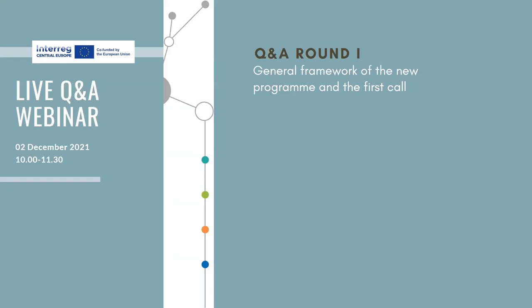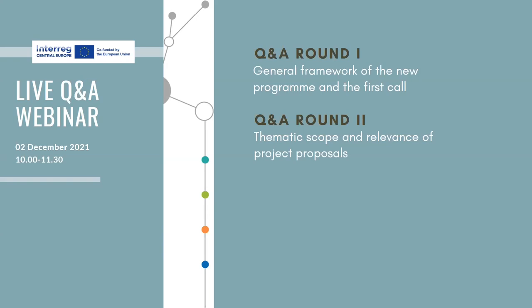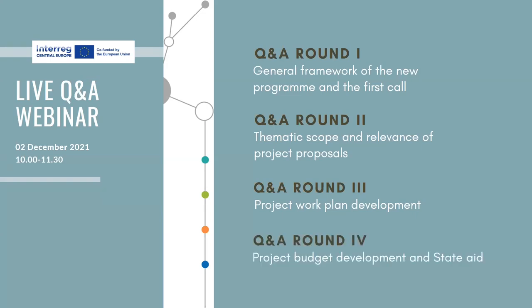In the first round of today's webinar, we will answer your questions on the general framework of the new program and the first call. In the second round, we will look into your questions on thematic scope and relevance of project proposals before, in the third round, we will address your questions on project work plan development. And last but not least, in a fourth round, we will try to answer all your questions on project budget development and state aid.